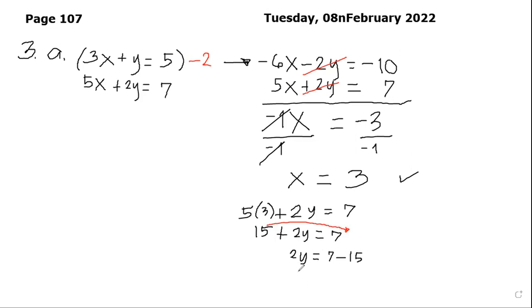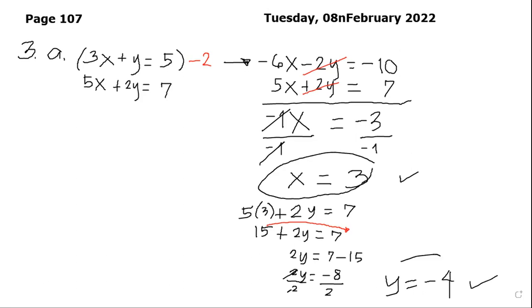So 2y equals -8, since 7 minus 15 is -8. So divide by 2 and divide by 2. So you have y equals -8 divided by 2, which is -4. So you have now x equals 3 and y equals -4, and that is by elimination method.